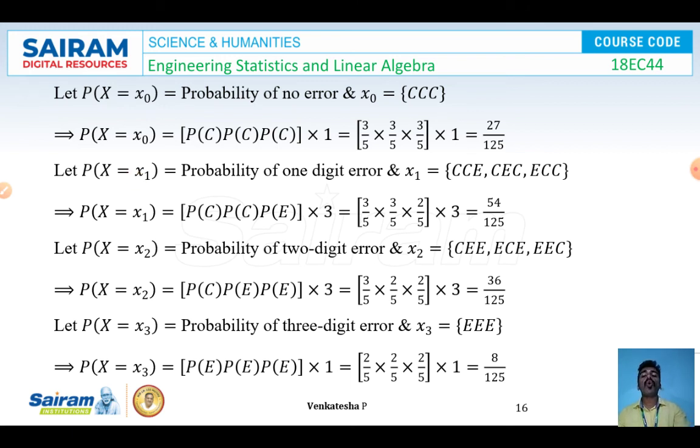Next, let P of X equal to x1, the chance of having a one-digit error. The sample space will be x1 equal to CCE, CEC, ECC.